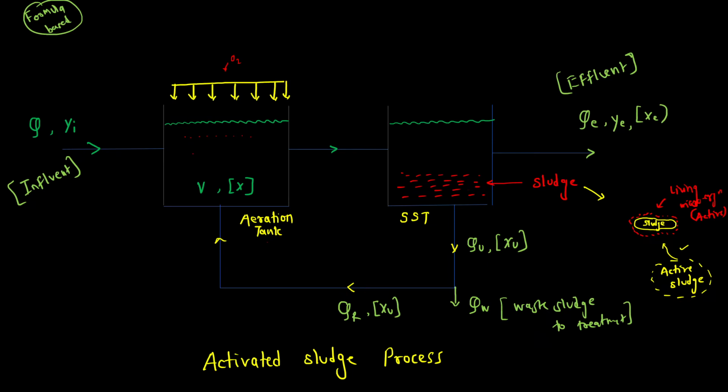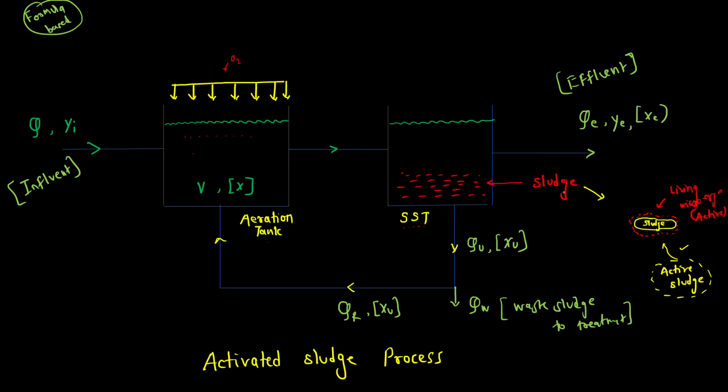Now what happens is that microorganisms which are present in the sewage start eating the organic matter, and they convert the organic matter into biomass or sludge. That biomass is slowly transferred to the next unit, that is the secondary sedimentation tank. In this secondary sedimentation tank, due to the settling action, the biomass gets settled here.